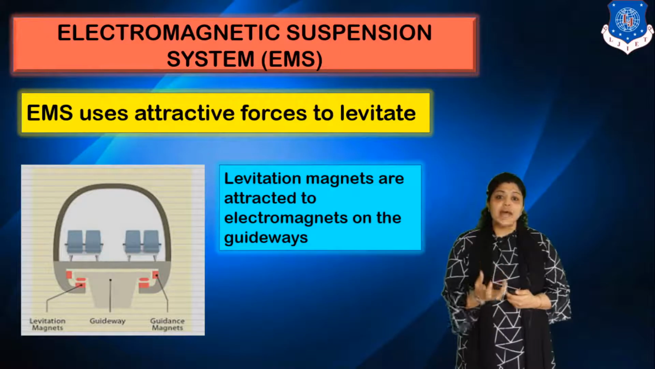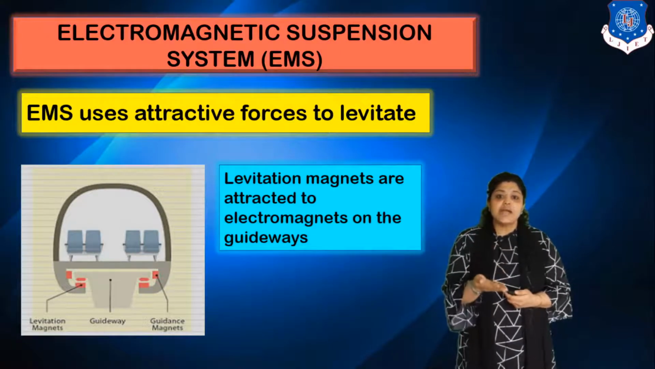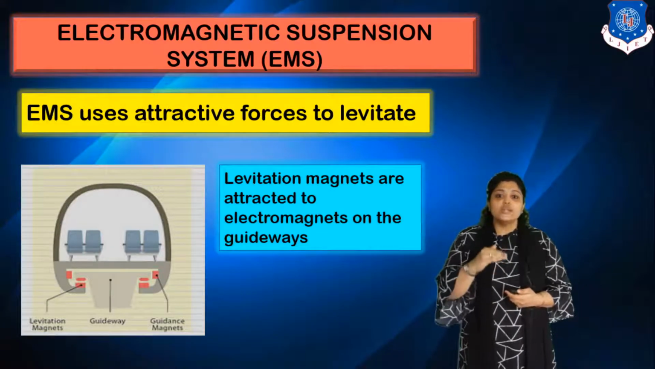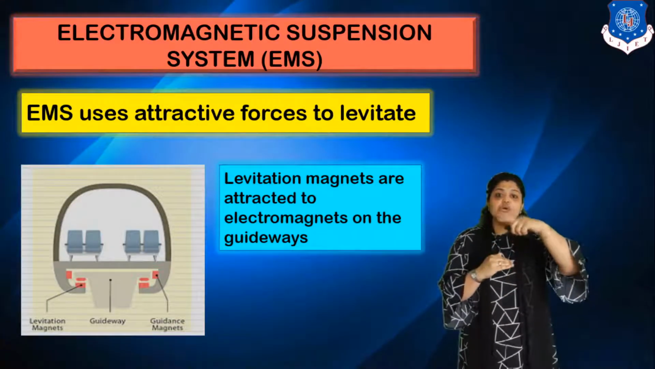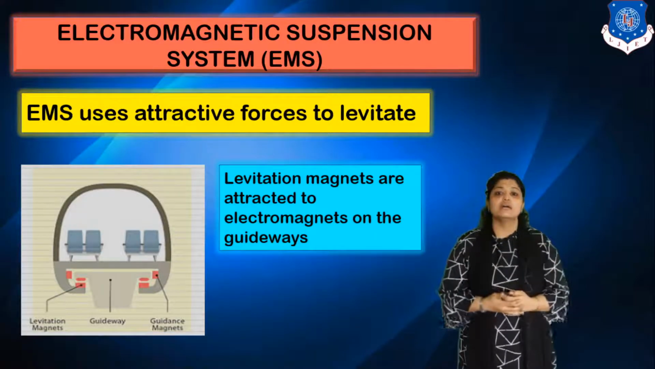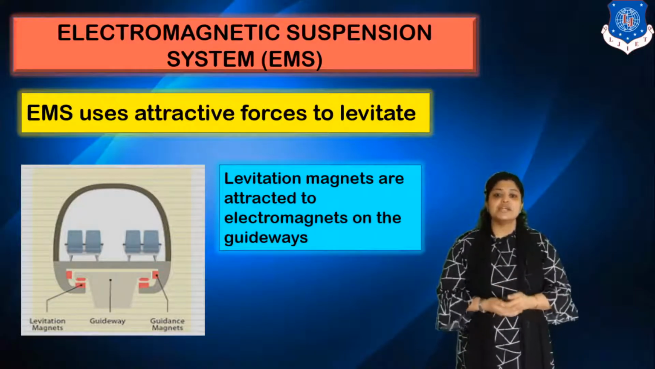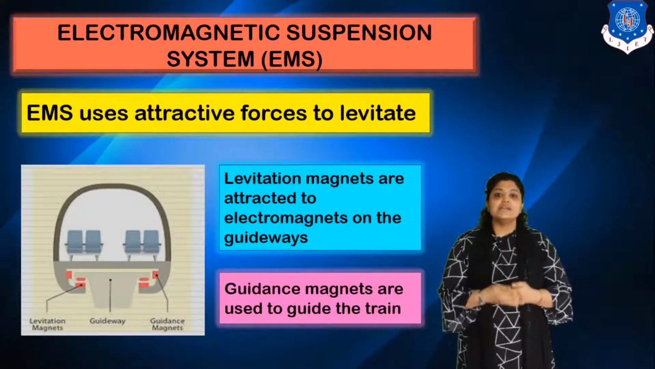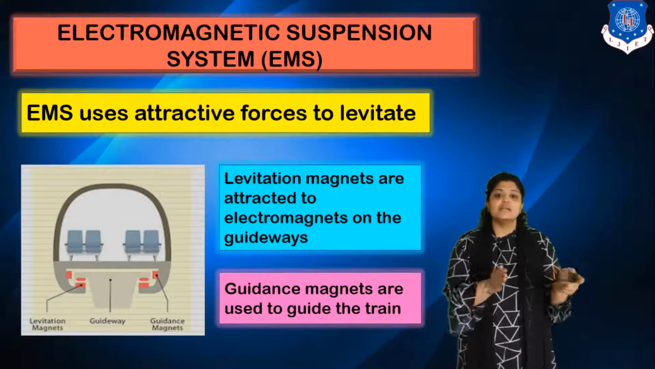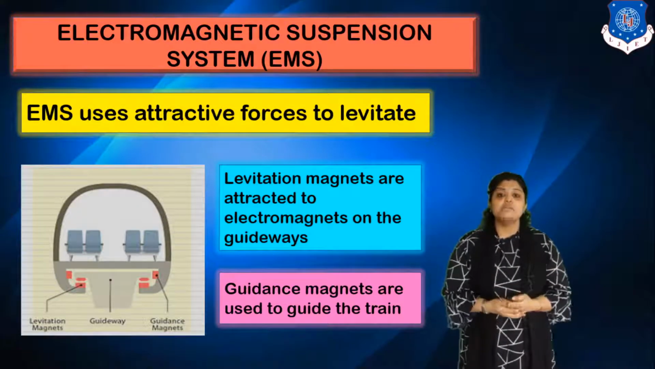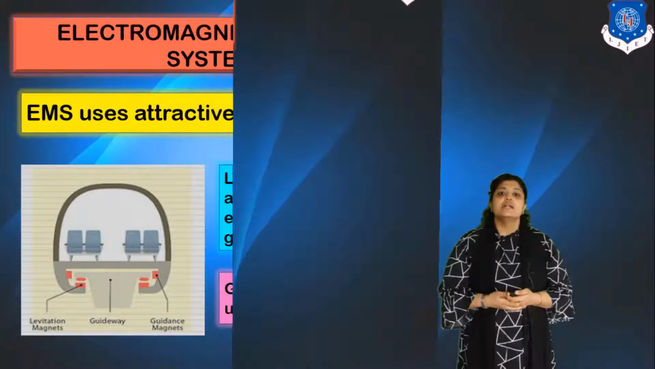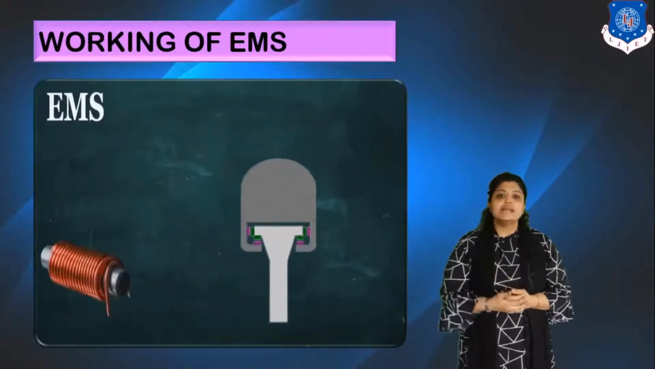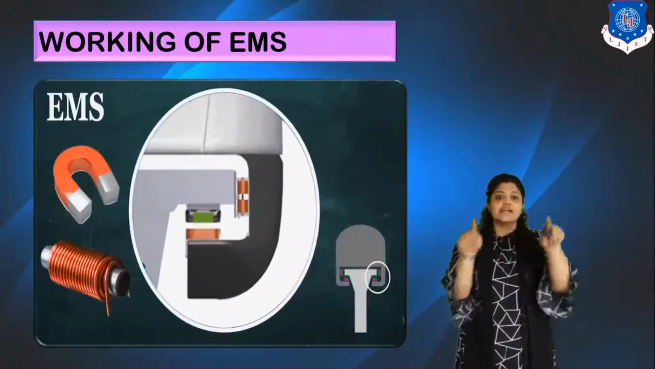In this system, the levitation magnets will get attracted to the electromagnets. So levitation magnets on the train will get attracted to electromagnets on the guideway. And this is how the train will levitate. Guidance magnets are just used so that they guide the train, so that the train does not move right or left, because there is no contact between the train and guideway. Now, let's see how an EMS works. So this is an EMS system wherein you can see the clamping of the train.